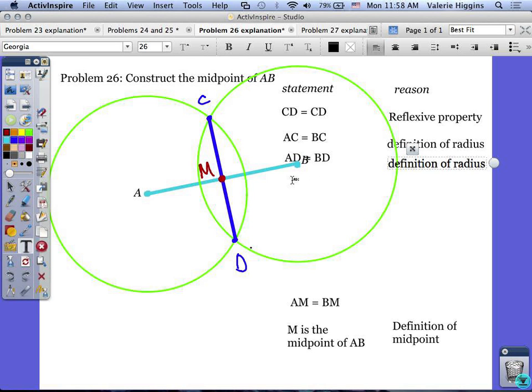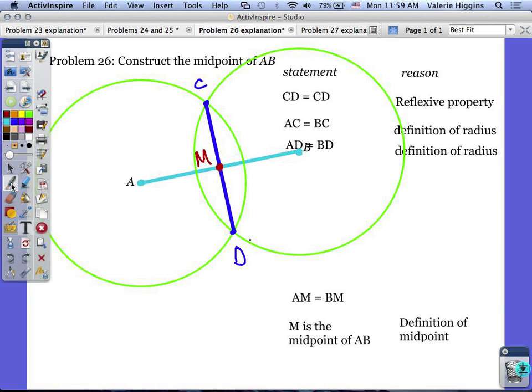All right, so what have we said so far? Let's look at that. We've said that CD is congruent to itself. We've said that AC is congruent to BC. And then what else have we said? AD is congruent to BD.